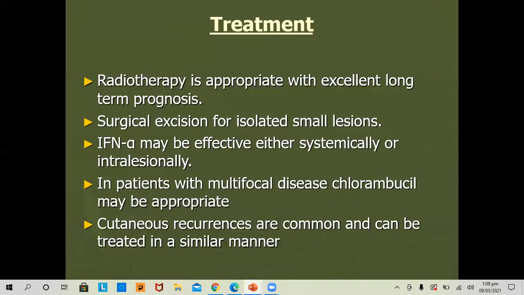Treatment. Radiotherapy is appropriate with excellent long-term prognosis. Surgical excision is done for smaller lesions. Interferon alpha may be effective either systemically or intralesionally. In patients with multifocal disease, there is a requirement of chlorambucil. Cutaneous recurrences are common and can be treated in similar ways as given above.